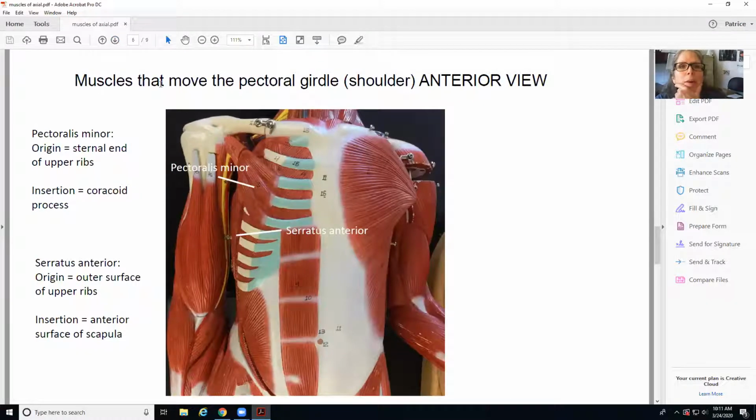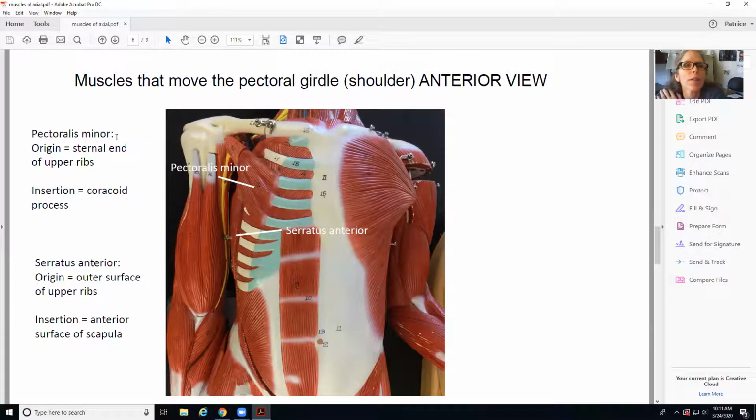All right, the muscles that move the pectoral girdle from the front. Now there's two in the front, two in the back. Please, please try to keep them straight. So the pectoralis minor is shown right here. This is the major, but the major moves the arm, so don't get confused by that. This one is attaching to the coracoid process, and so it is pulling that scapula kind of forward and down.